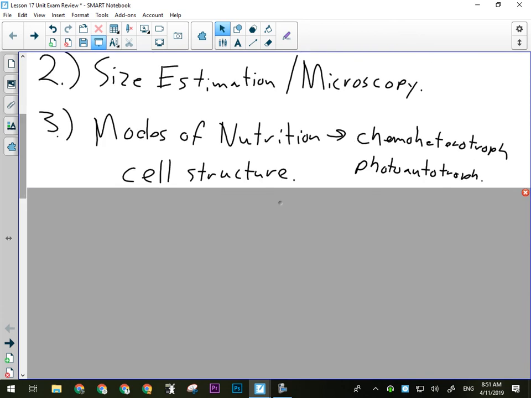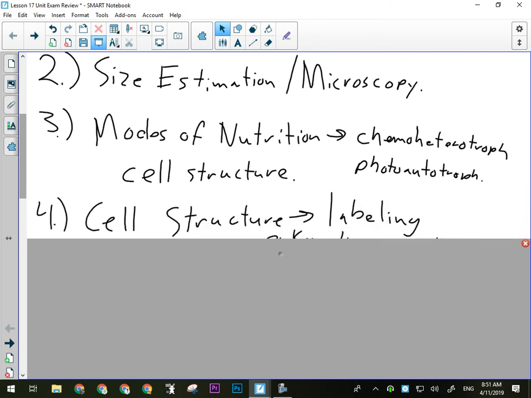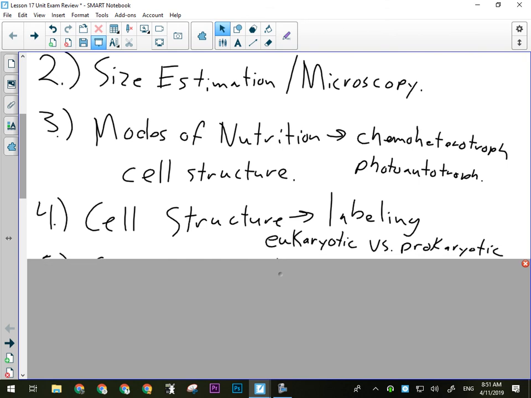All right, so modes of nutrition, make sure you know those. Cell structure, right? There's definitely going to be labeling of cells on this unit exam. So make sure you know all the parts of the cell and what they do, because that's going to be part of it. All right, so labeling, as well as eukaryotic versus prokaryotic. We only talked about those words a little bit, but the eukaryotic cells have something the prokaryotes don't, and that is compartmentalization. They have all those organelles, all those things you're going to have to label.